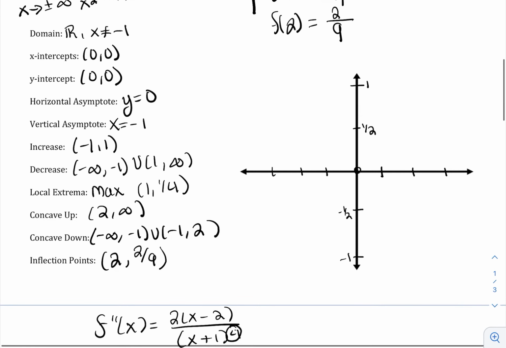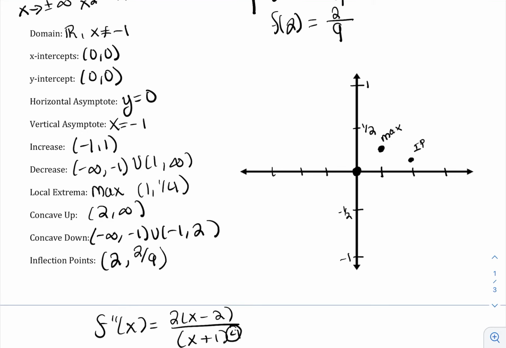So I'm going to do 0, 0. And then I'm going to have my max at 1 comma 1/4. And I'm going to write max at the top. And I'm going to have my inflection point at 2 comma 2 ninths. And 2 ninths is smaller than 1/2. You could get a decimal version if you just want to double check that. You would see it. So it's about right here.